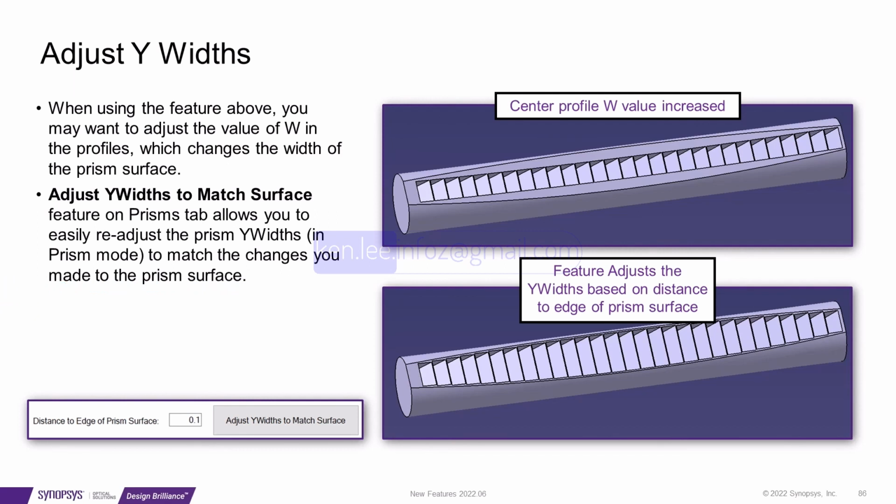When using the feature of the previous slide, you may want to adjust the value of W in the profiles, which changes the width of the prism surface. Adjust Y width to match surface feature on prism tabs allows you to easily readjust the prism Y width in prism mode to match the changes you made in the prism surface.